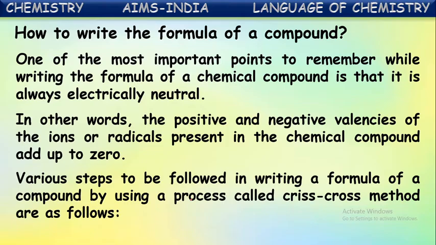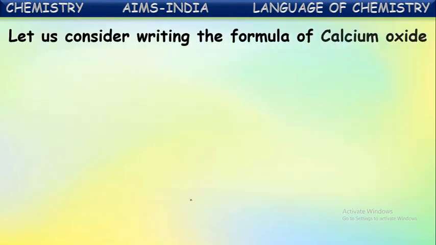So, in the various steps to be followed in writing a formula of a compound, we use a general process called the crisscross method. So let us see here how to write the molecular formula of a compound by using the crisscross method. Let us consider writing the molecular formula of calcium oxide to understand this.